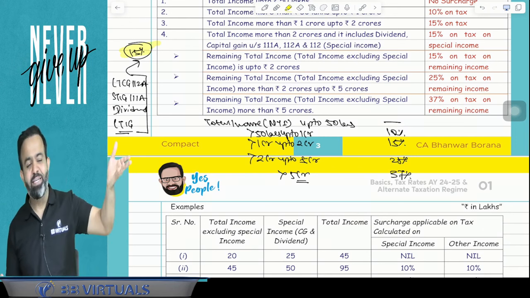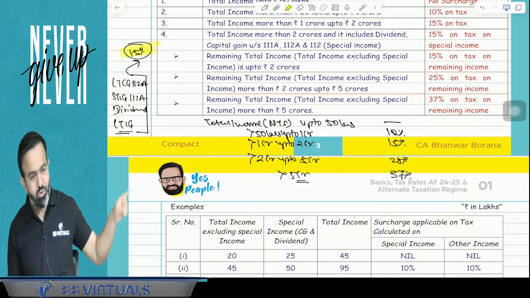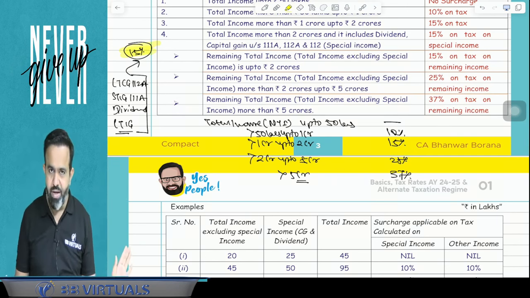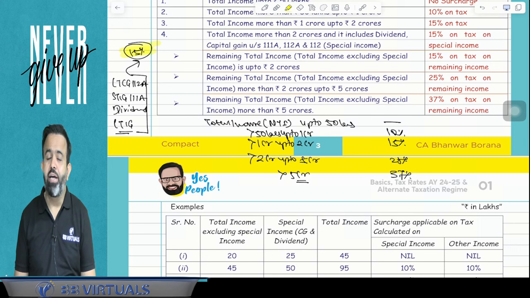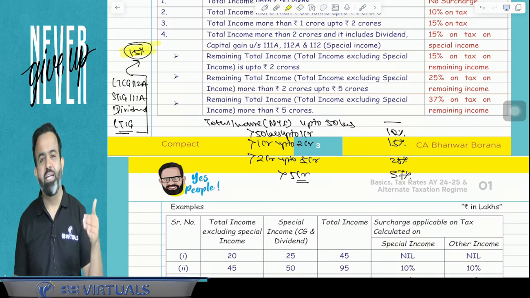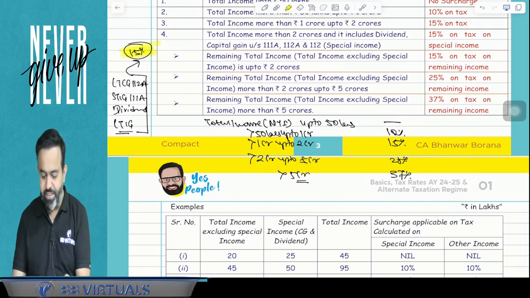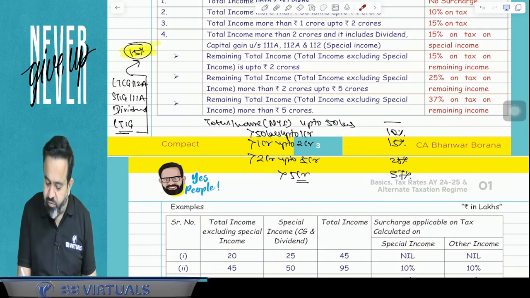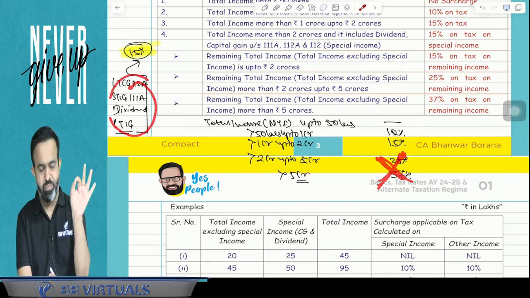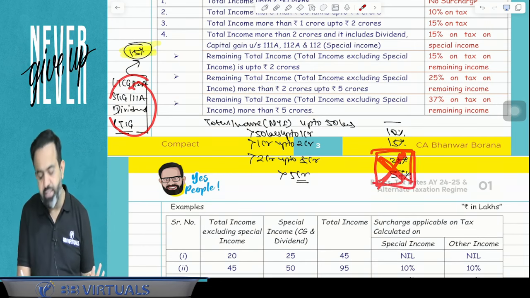Even if my income is more than 5 crore, the maximum surcharge on tax on this special income can be 15%. One more point: suppose in the current year I earn dividend income of 20 crore, then also I will calculate the tax by slab rate, and on that tax the surcharge can be maximum 15%, means maximum surcharge is restricted to 15%. In simple words, 25% and 37% surcharge are not applicable on this special income.